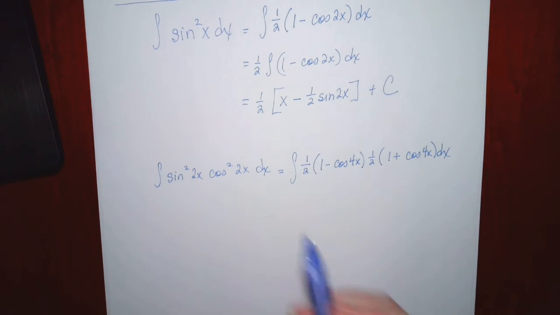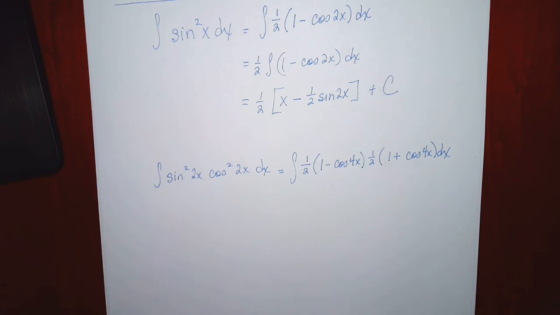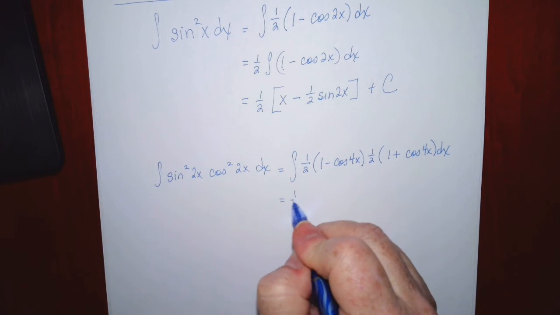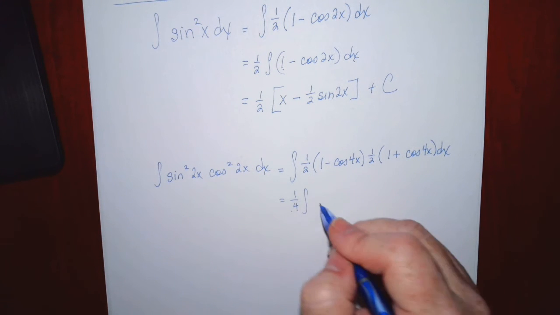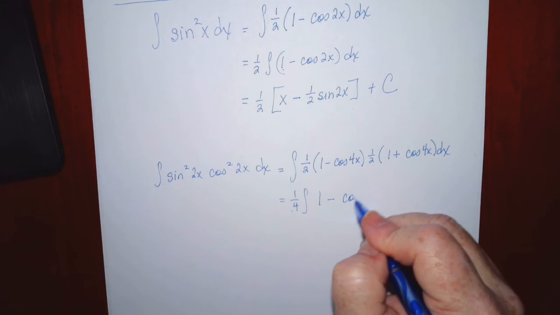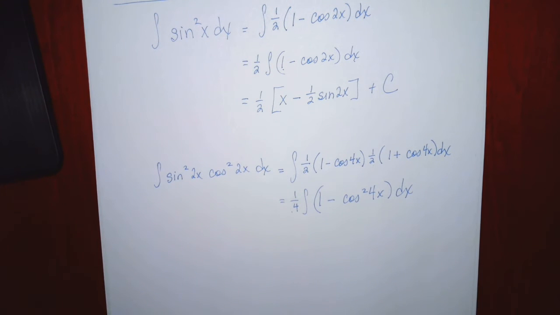The problem is when I go to integrate this, I still can't. My effective power here, if I combine these, I have trig functions all together raised to like a 4th power, so to speak. But if I simplify this, I have 1/4 from the 1/2 times 1/2. Multiply this out, I have 1 minus cosine squared of 4x. So what do you think I do next? And crying is not an option. That's not an option either.